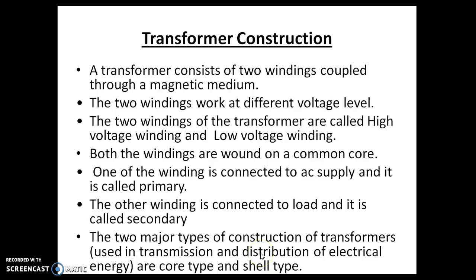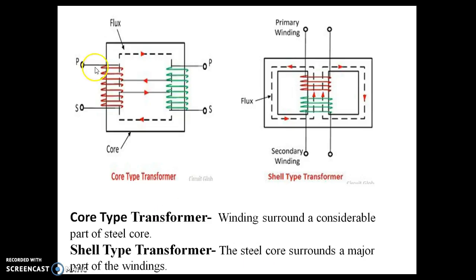As per the construction, there are two major types of transformer: one is the core type and the second one is the shell type. This is the core type. In the core type, what happens? The winding surrounds a considerable part of the steel core. And in the shell type transformer, the steel core surrounds a major part of the winding. This vertical part is called the limb. It has two limbs in the core type, but in the shell type you will get three limbs here.